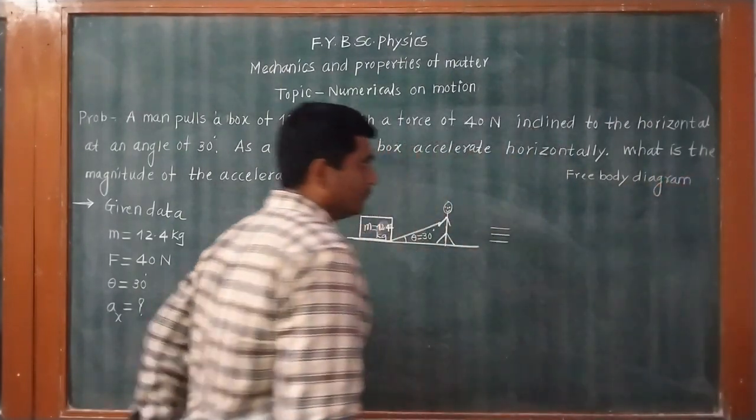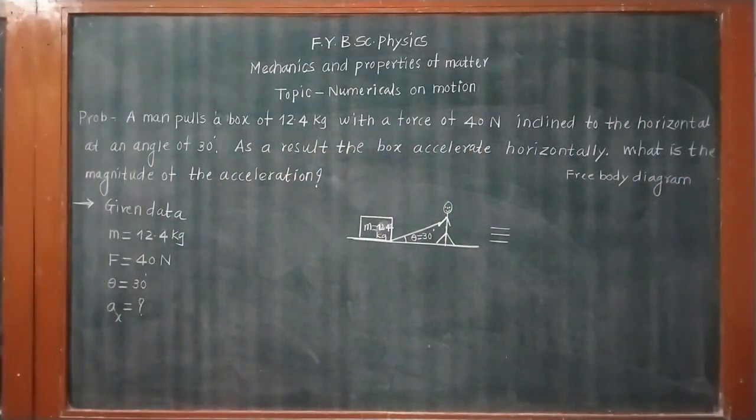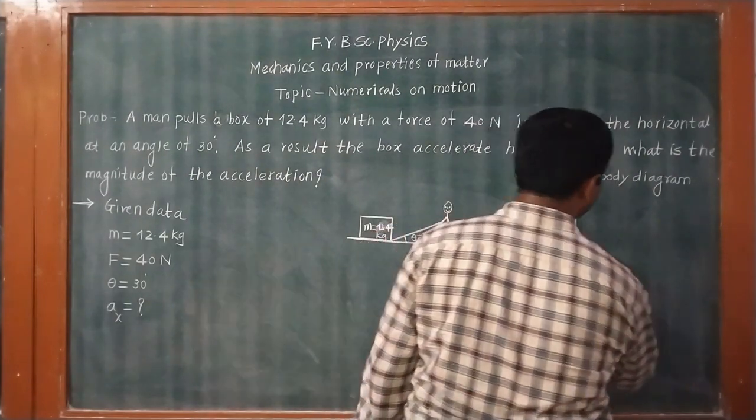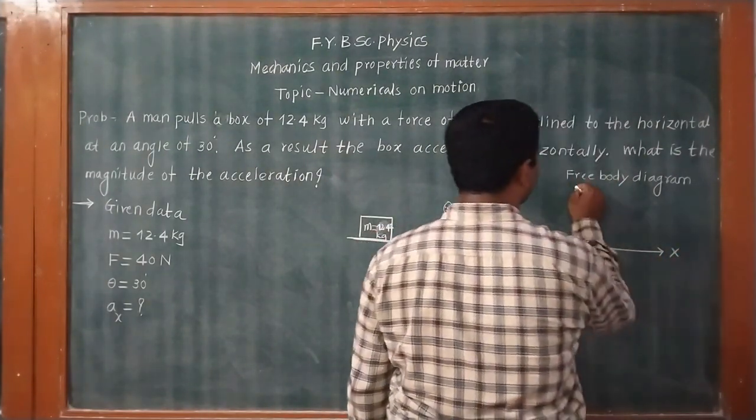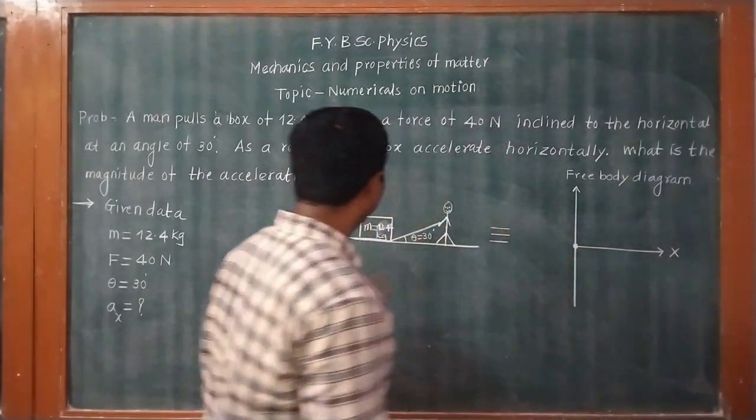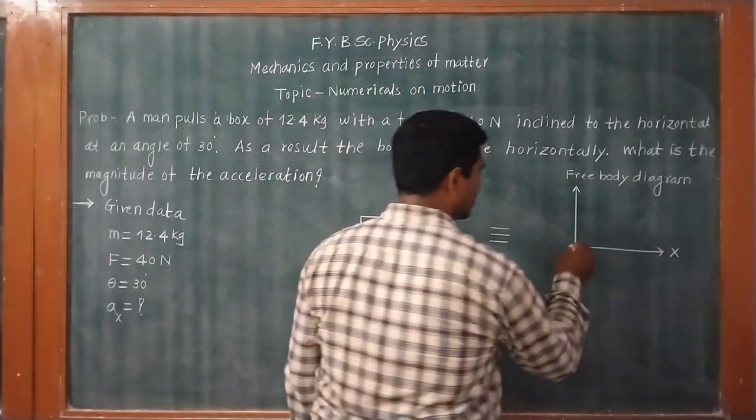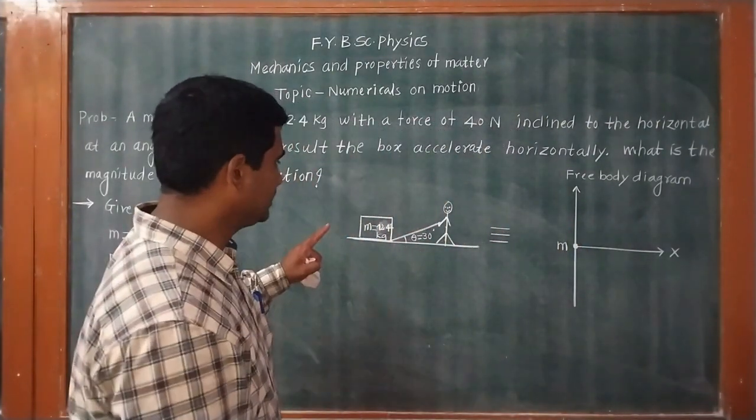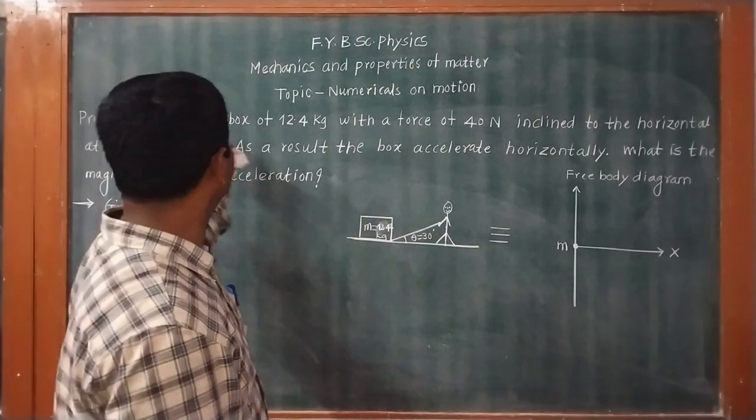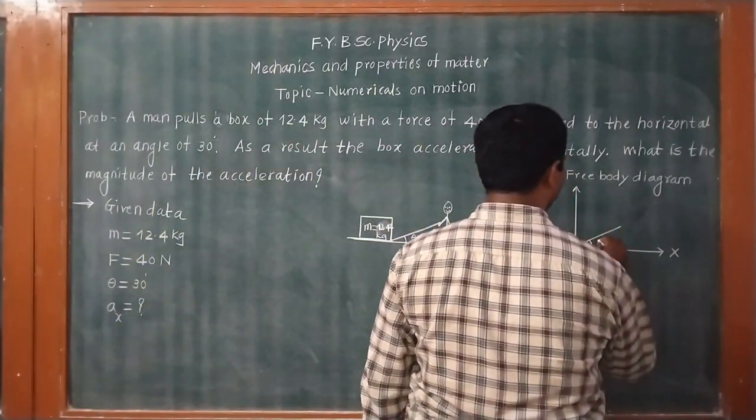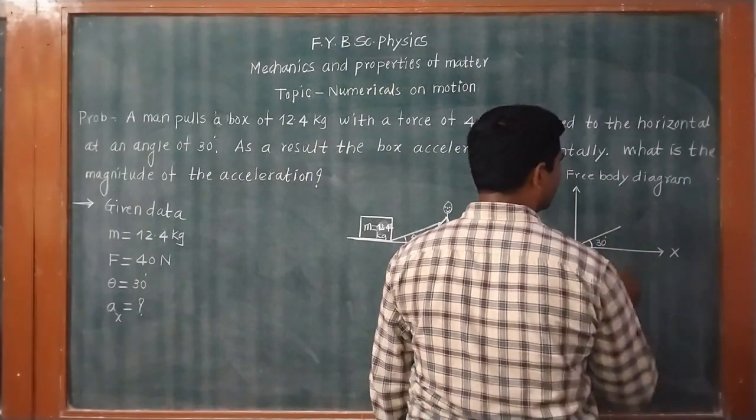Free body diagram. In order to draw this free body diagram, let us consider this as the x-axis and let us call this the y-axis. This is the origin where your box is kept. Let us call this the mass of the object. As this box is pulled at an angle of 30 degrees, let us call this theta equal to 30 degrees.